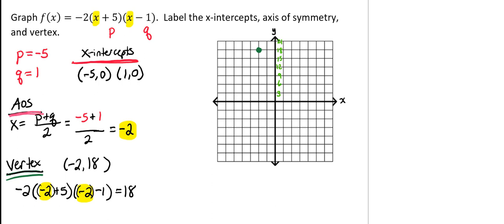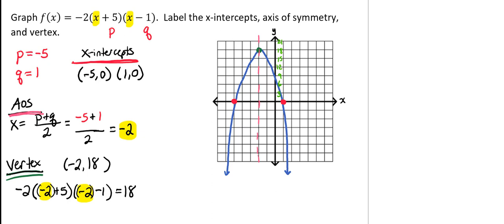Now we can graph our two x-intercepts, -5, 0 and 1, 0. And here we have our wonderful axis of symmetry. If we check, we can see that we are 3 places away from our axis of symmetry here and 3 away from there. So really all we have left to do now is to draw our parabola. And so here we have our graph.